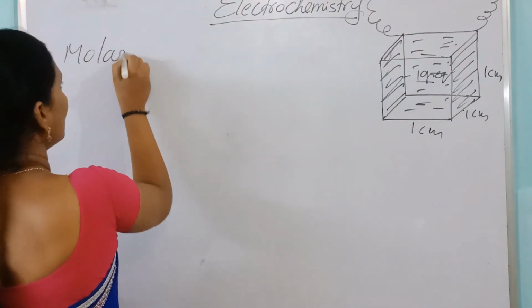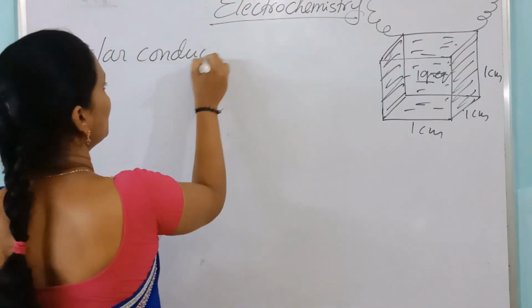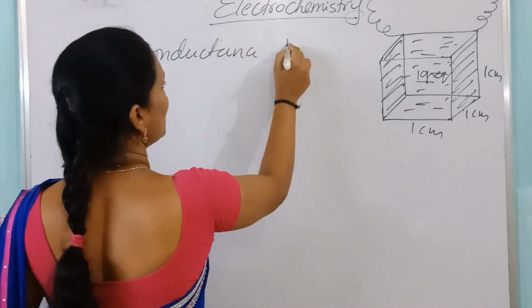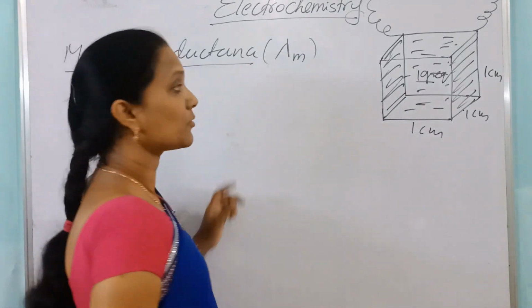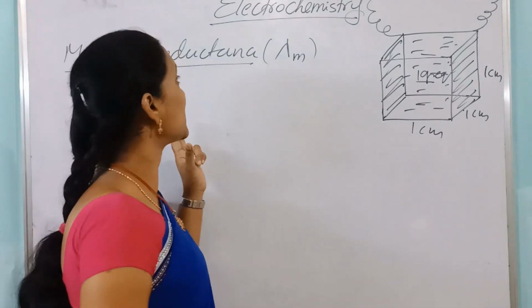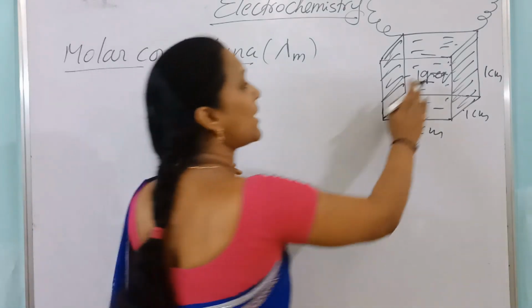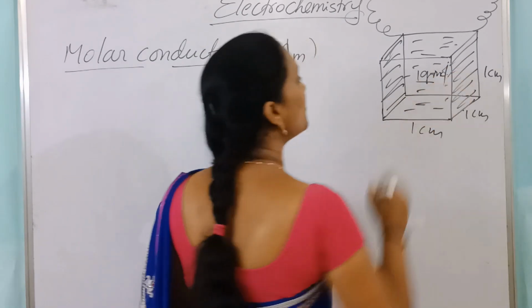Now molar conductance. What is this molar conductance? It is represented like this, lambda M. When 1 gram equivalent of electrolyte is present, that is the equivalent conductance. When 1 gram mole is present, that is the molar conductance.